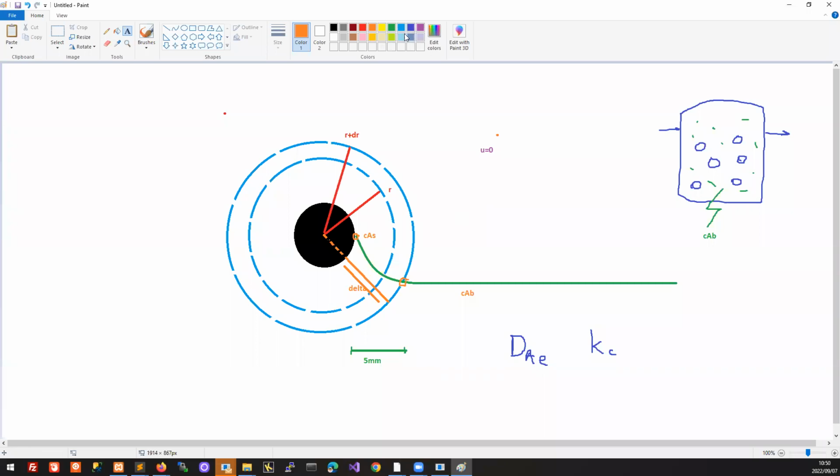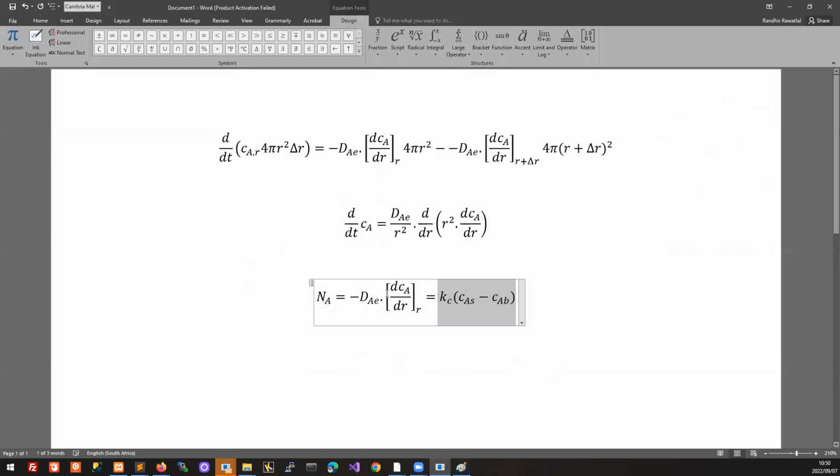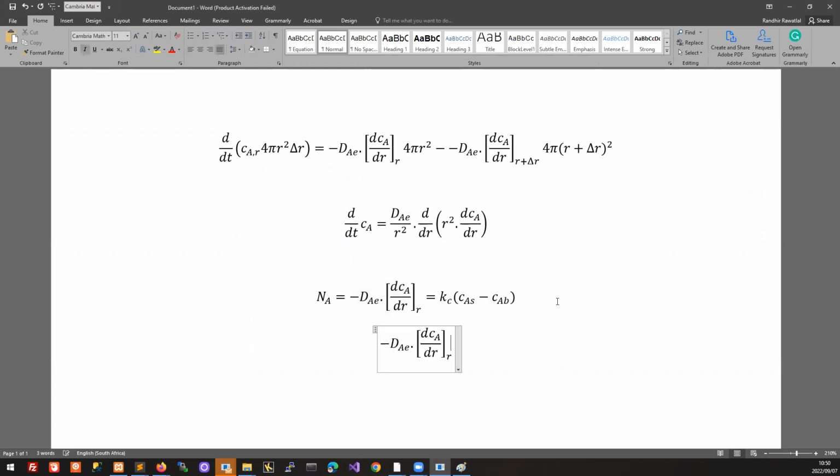The other approximation in film theory is that if we are just looking at it as a simple difference between two concentrations, then we are also going to say there exists some average gradient across those two points. So we can rewrite the average gradient. Over the range R to R plus delta R, there exists an average gradient, and that average gradient will look something like this. It's going to be minus DAE, and that average gradient will be obtained by taking CAS minus CAB and dividing that by the difference in radial positions.